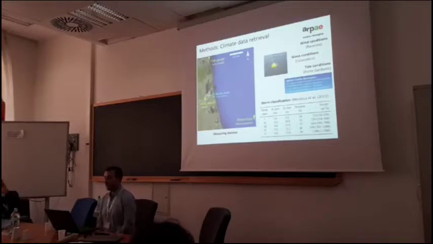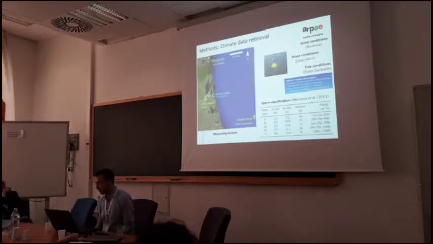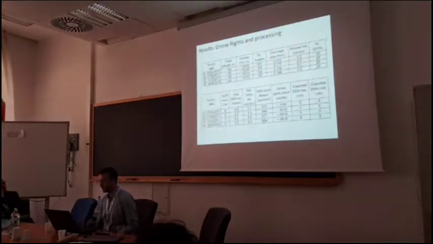Then we retrieved the climate data from the nearby gauges. We retrieved sea level data from the tide gauge of Porto Garibaldi, which is just 20 kilometers northward from the study site. We retrieved the wind data from Ravenna station, and we retrieved also wave data from the offshore wave buoy of Cesenatico from ARPA Emilia-Romagna. Then we also classified the storms that occurred in this period with the classification of Mendoza, which is a famous classification to classify storm energy in the Mediterranean context.